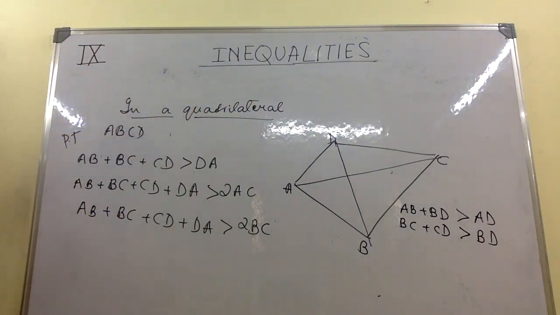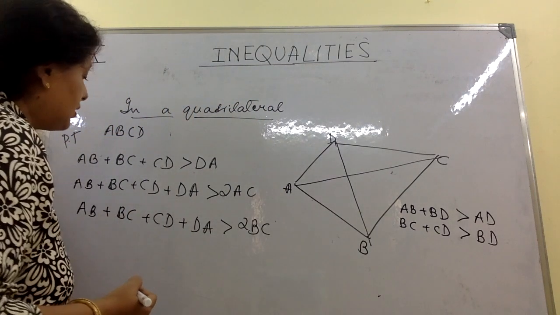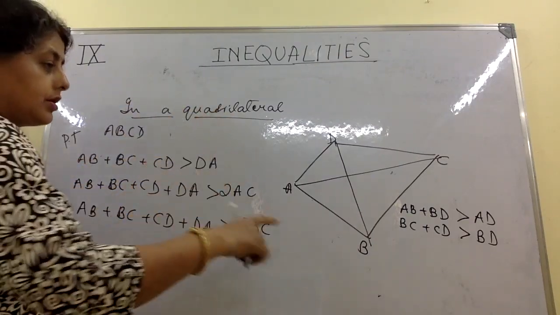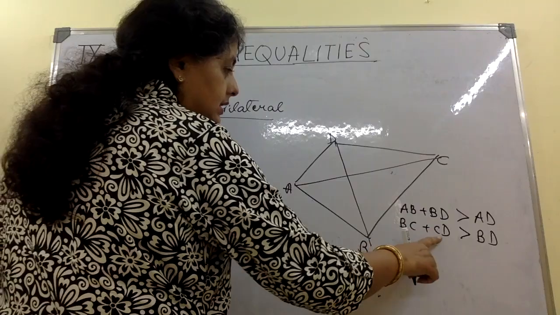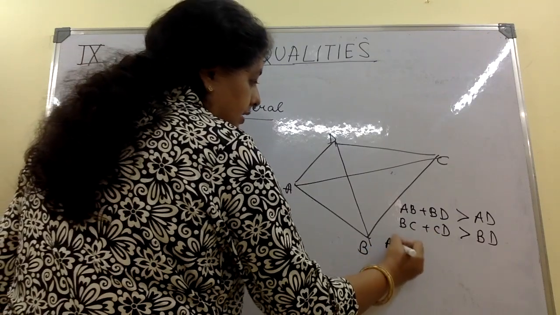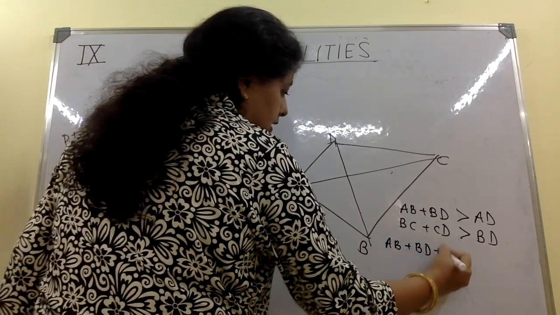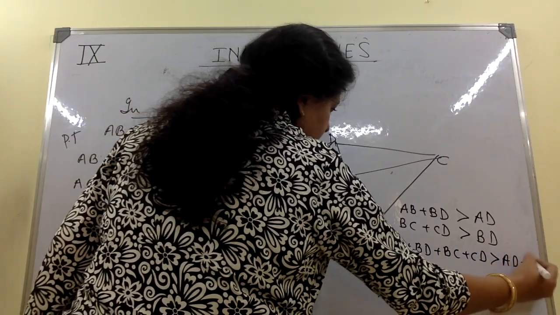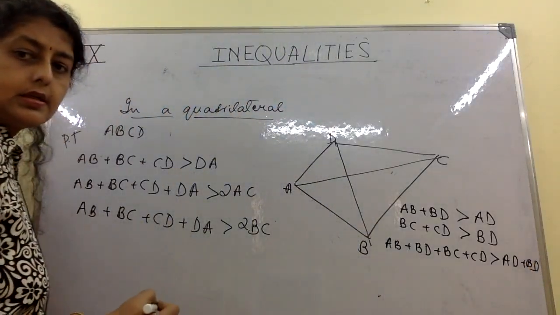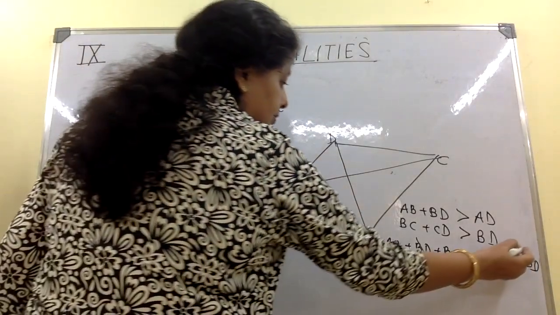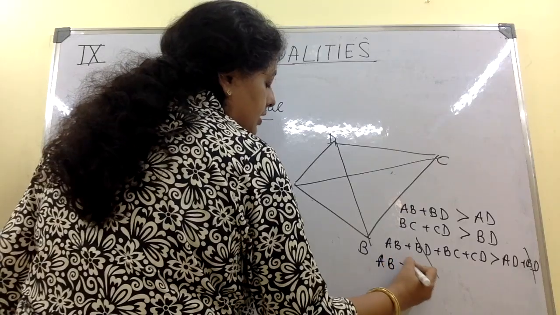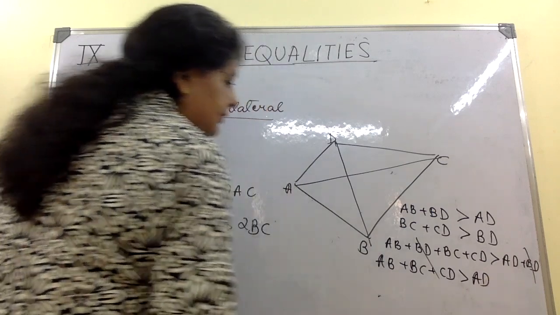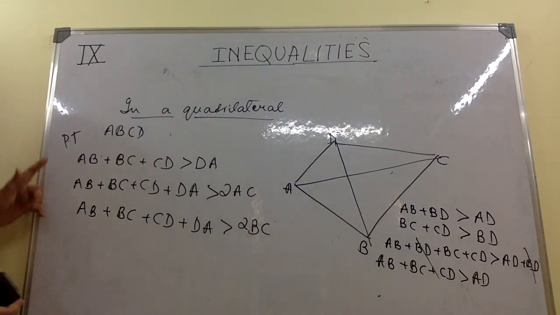Two statements for two different triangles. Now I am looking at AB, BC, CD, DA. I'll add AB like in the previous question: AB plus BD plus BC plus CD is greater than AD plus BD. BD and BD cancel. So AB plus BC plus CD is greater than AD. So we are done with this.